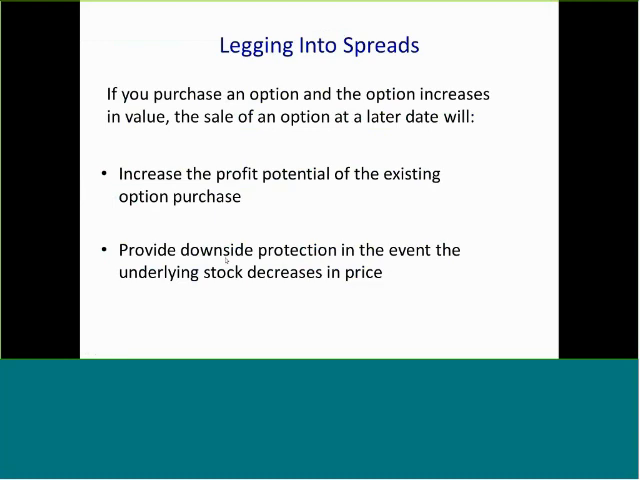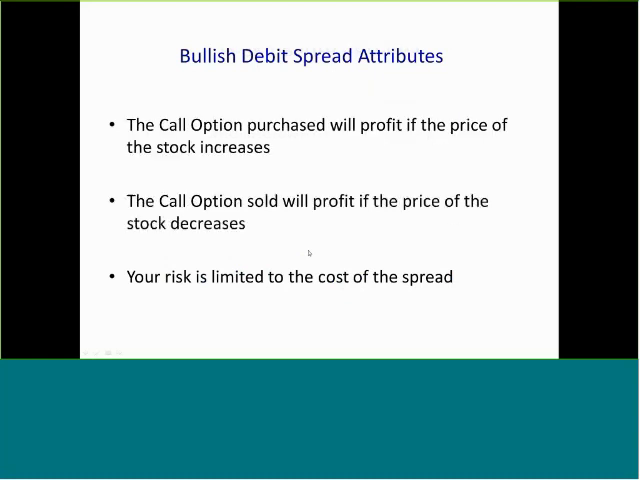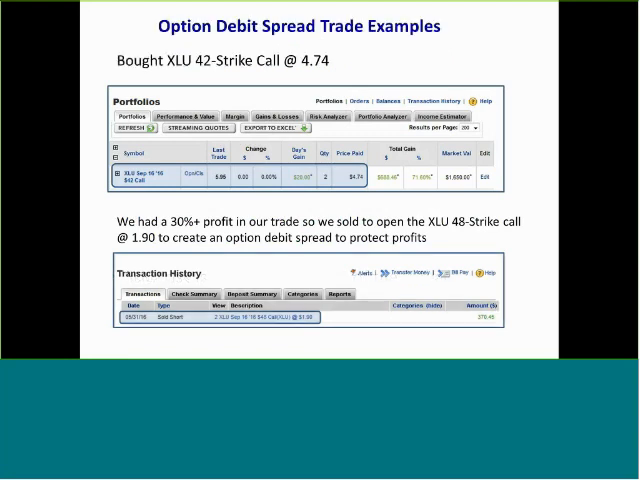So you accomplish two things when you create these debit spreads. You increase the profit potential of the existing option purchase, and it also provides downside protection. We'll show you some examples of that. So when you have a bullish debit spread, the call option purchased will profit if the price of the stock increases, and the call option sold will profit if the price of the stock or ETF decreases, and then your risk is limited to the cost of the spread. So let's look at an example.